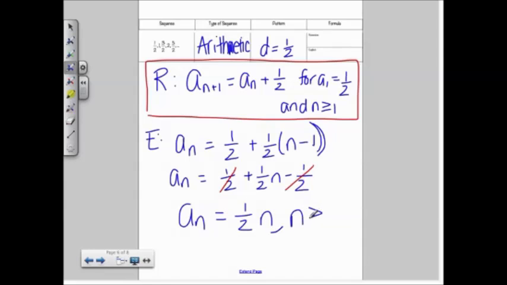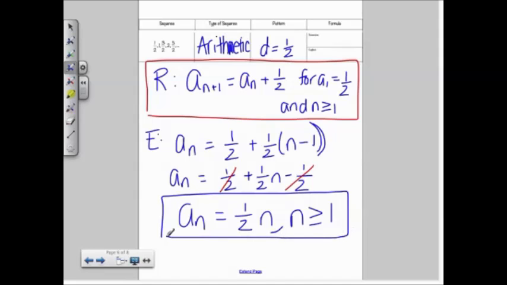For n is greater than or equal to 1. Okay? And again, this should make sense to you because the first term in your sequence, your a sub 1, would be 1/2 times 1, which is a half. Your second term of your sequence is 1/2 times 2, so a half of 2 is 1.